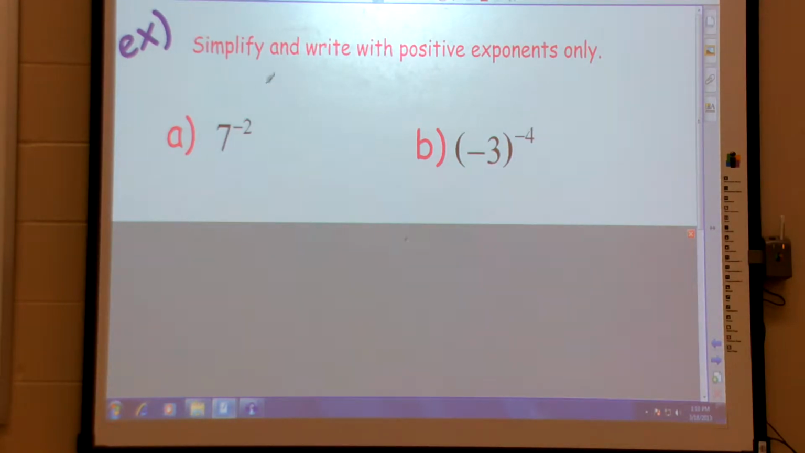Just look at A for right now. 7 to the negative 2. So does everyone agree that this is really over 1? All numbers are always over 1? So since it's in the numerator now, I'm going to bring it down in the denominator. I've just moved it. Now if there's nothing left up top, there's really a 1. So after I moved it, it's empty, but there's really always a 1 there. Okay? And by the way, what is 7 squared?